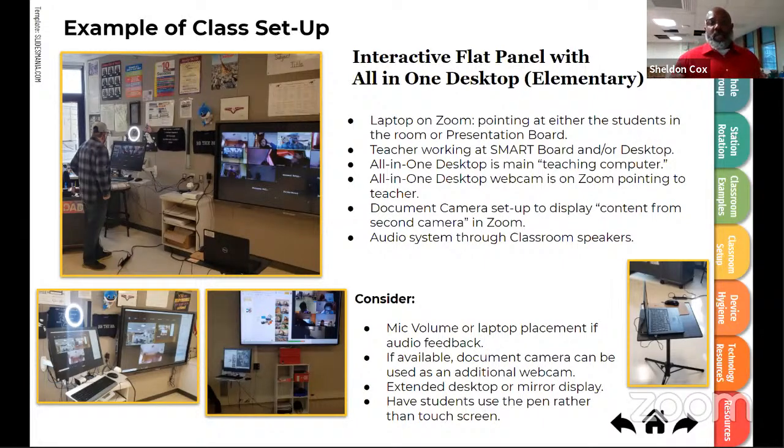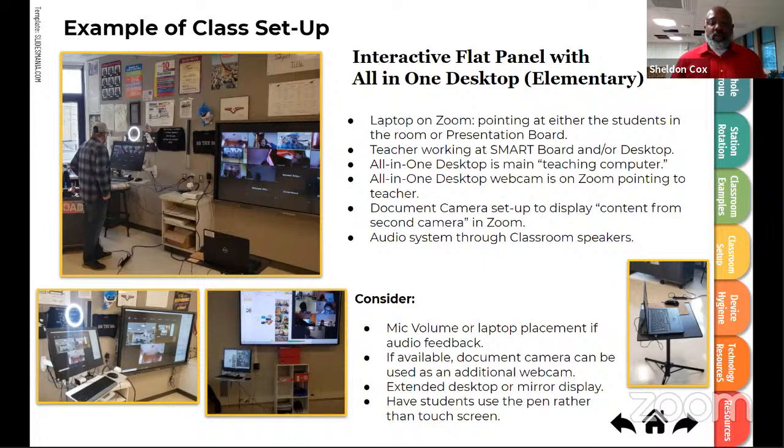Let's take a look at the room. The laptop on the Zoom is pointing at the students. So he has a laptop on a table that's pointing at the students in the room, if there were students in the room, or presenting something happening in the room. The teacher is working on the smartboard or desktop with the all-in-one computer to keep engagement. The document camera is used to display content on his computer, which he can then display on the screen. And the audio system projects the sound throughout the room and lets him use the microphone to then play the sound through the computer.